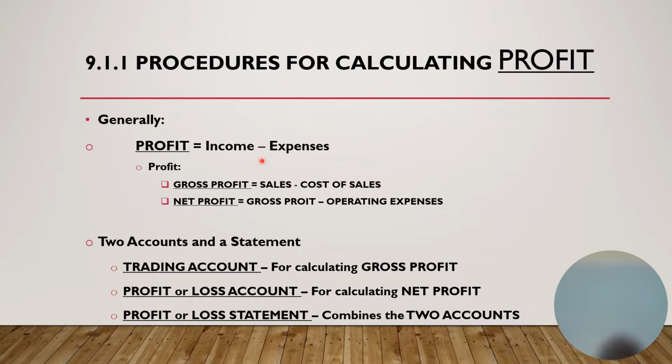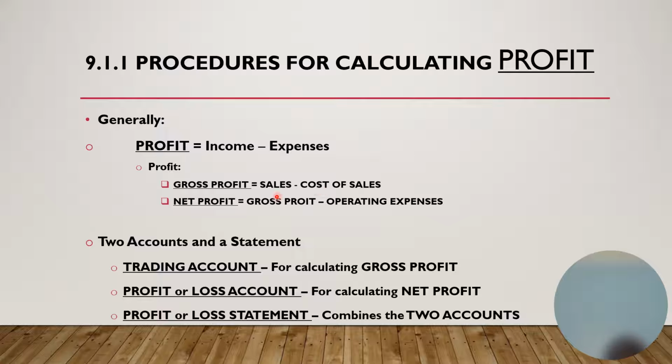Now the profit is divided into two. We have what is called gross profit and net profit. What is gross profit? How do we get it? We get it by taking our sales and minus cost of sales, and then we get gross profit. And if you can remember the income statement, that's how you get the gross profit. You take your sales and you minus your cost of sales.